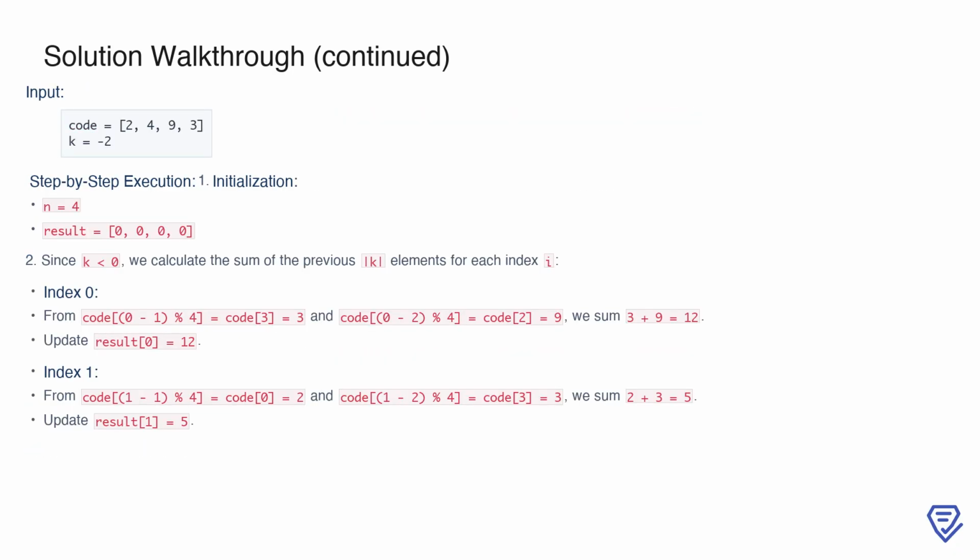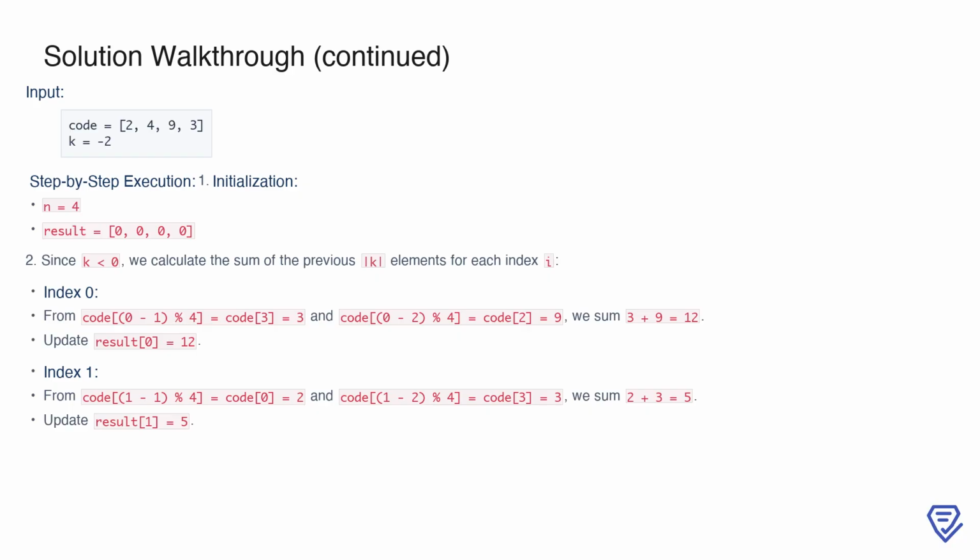Now, with a negative k, such as k equals -2, we instead sum the previous two elements for each index. Starting with the input array 2, 4, 9, 3, we initialize n as 4 and the result array as 0, 0, 0, 0. For index 0, we calculate the sum of the elements at positions 3 and 2, which are 3 and 9, resulting in 12. We update result 0 to 12.